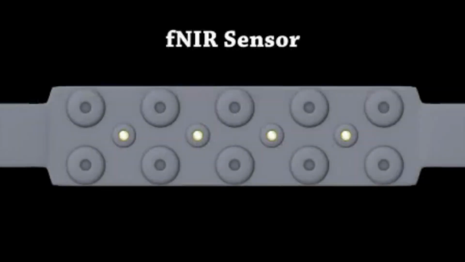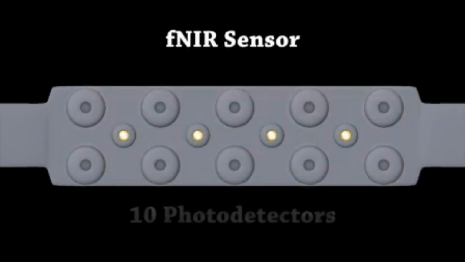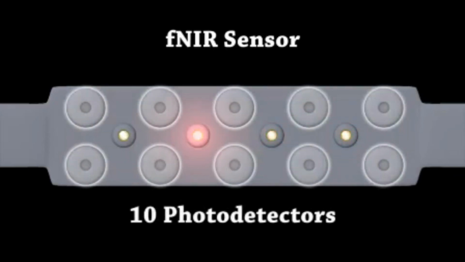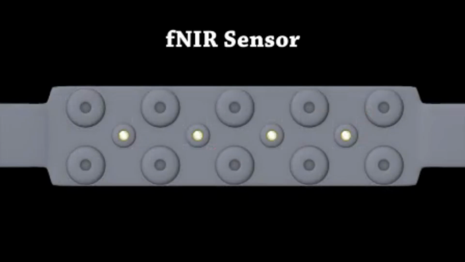The fNIR sensor pad used in the study contains 4 light-emitting diodes that shine non-coherent light at 730 nanometers and 850 nanometers. There are 10 photodetectors, and by shining LEDs in a sequential order along with using surrounding detectors, 16 measurement locations, voxels, are being sampled at each scan. This includes light intensity measurement of 2 different wavelengths, and also a dark measurement for ambient light totaling 3 channels for each measurement location. So, in total, there are 48 channels recorded from the scan.